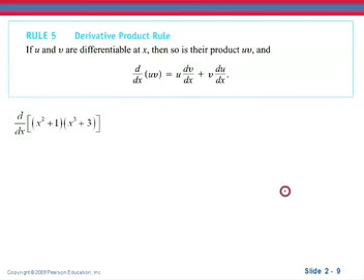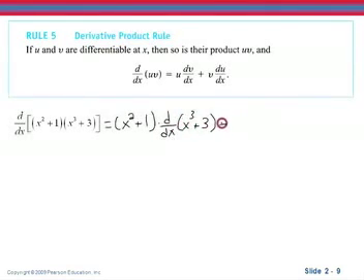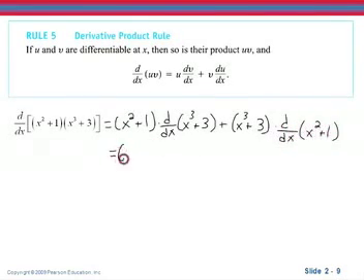However, we cannot always multiply and simplify our products, so we're going to have to apply this product rule in certain cases. The way the product rule works is we take the first function, which is x squared plus 1, times the derivative of the second, which is x cubed plus 3, plus we take the second function, which is x cubed plus 3, and we multiply by the derivative of the first function, which is x squared plus 1.